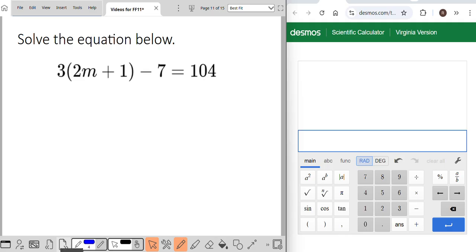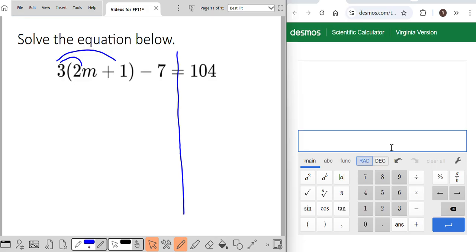We have an equation to solve. It says solve the equation, and we're going to go ahead and check it too, because equations can always be checked. You should never miss them. All right, let's do some distribution first. Distribution, parentheses, always comes first.